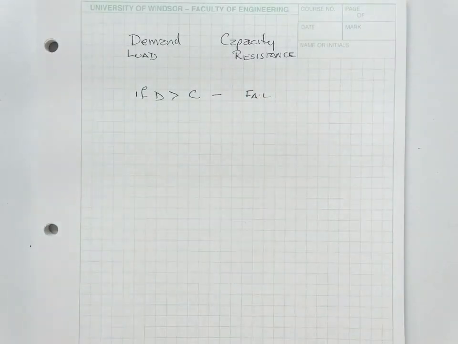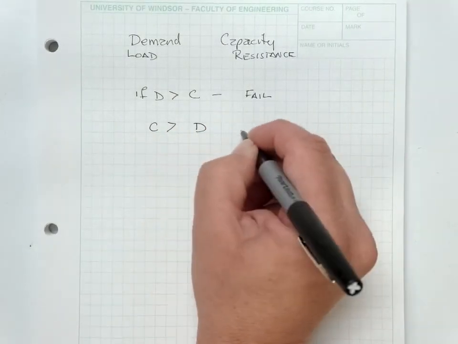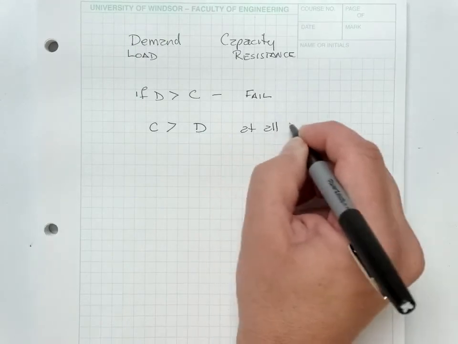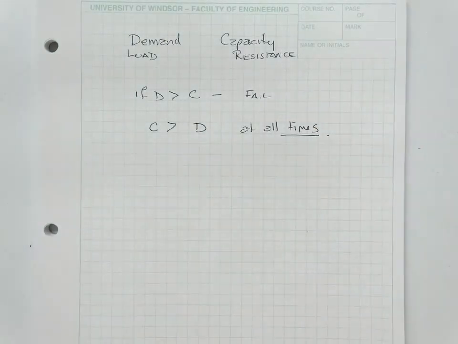So our first important equation is that at all times, in all loading conditions, capacity must be greater than demand. We could put it on t-shirts. Capacity must exceed demand at all times, or else failure occurs. That's a very good equation. I'm sure you're used to seeing this, those of you who took steel and wood. It's the same concept. Doesn't matter what the material is.